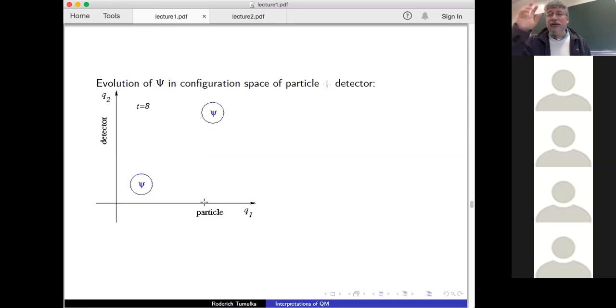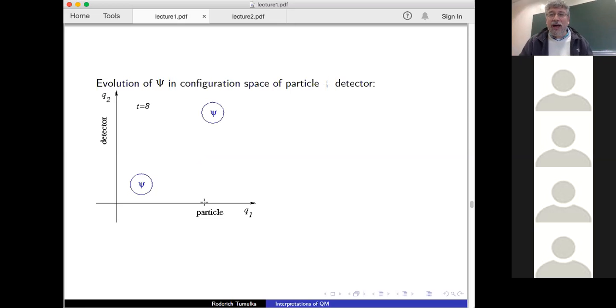That's why this wave packet is moving upwards. So the right wave packet is moving upwards. That represents the interaction between the particle and the detector. The left wave packet does nothing because there the particle is far from the detector. There's no interaction with the detector. So the detector remains in its ready state.